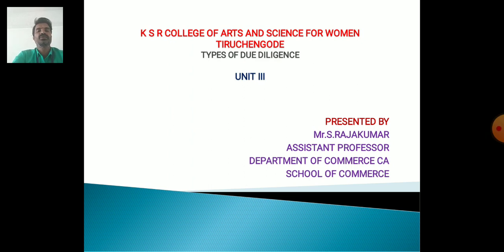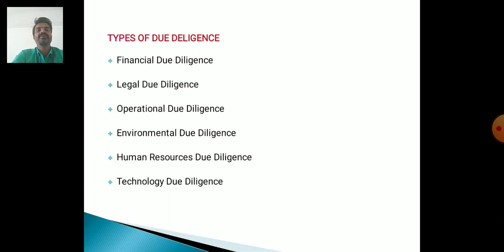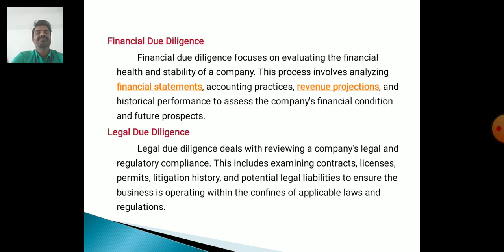Now we will discuss the topic: types of due diligence. Unit 3, types of due diligence. There are various types of due diligence. First one, financial due diligence; next one, legal due diligence; next one, operational due diligence; next one, environmental due diligence; next one, human resource due diligence; and technological due diligence.